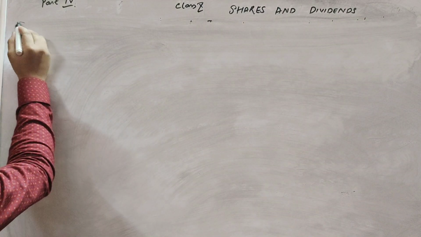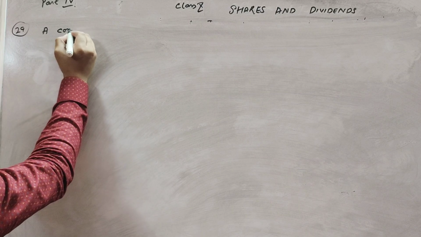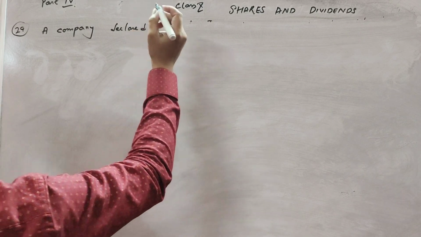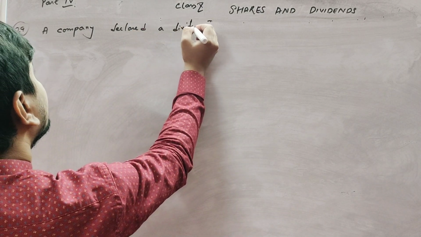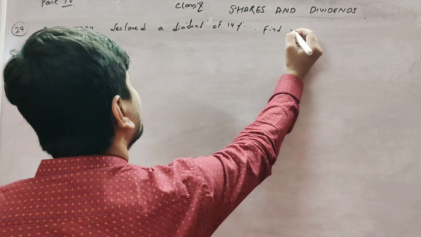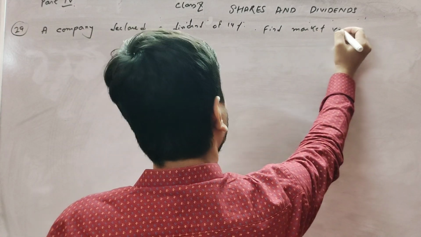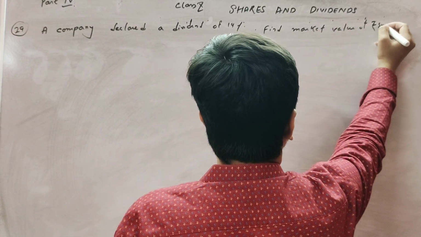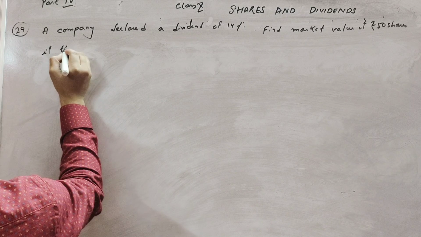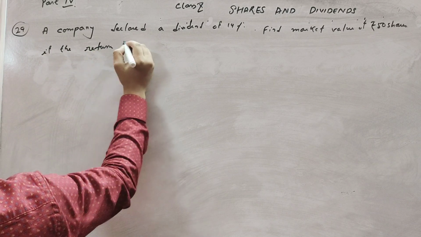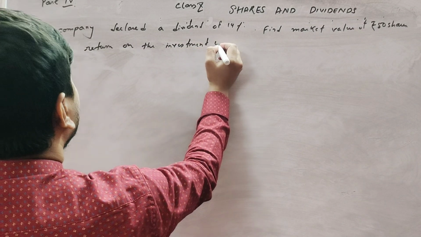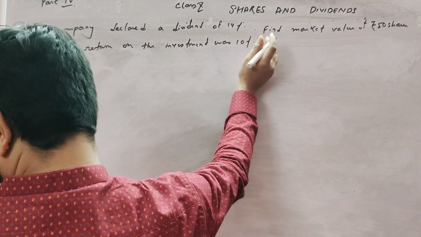Question number 29. A company declared a dividend of 14%. Find the market value of rupees 50 shares if the return on the investment was 10%.